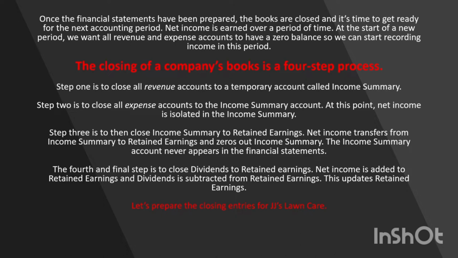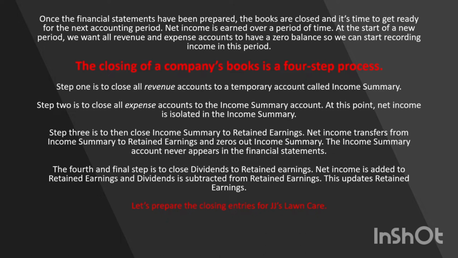Step 1 is to close all revenue accounts to a temporary account called income summary. Step 2 is to close all expense accounts to the income summary account. At this point, the net income is isolated in the income summary. Step 3 is to close income summary to retained earnings. Net income transfers from income summary to retained earnings and zeroes out income summary. The income summary account never appears in the financial statements.